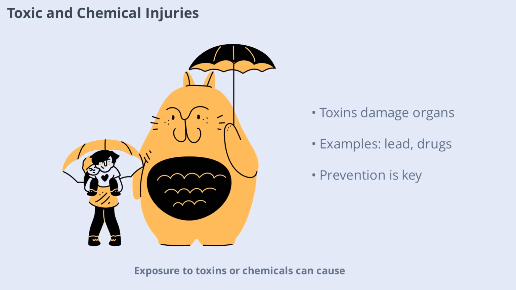Exposure to toxins or chemicals can cause acute or chronic injury to organs and tissues. Examples include lead poisoning, drug overdoses, or industrial chemical exposure. The pathophysiology depends on the type of toxin, dose, and duration of exposure. Prevention and prompt treatment are essential to minimize long-term damage.